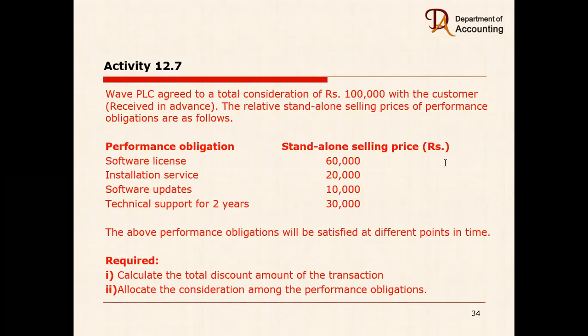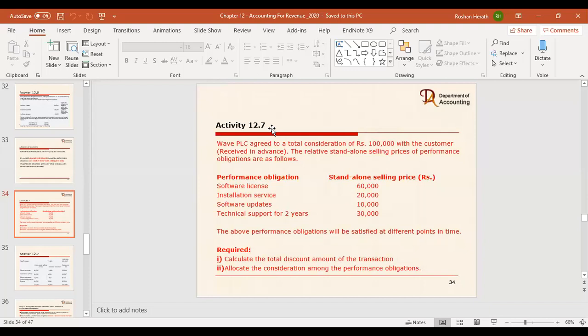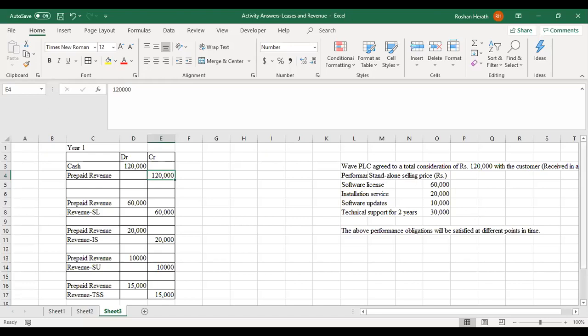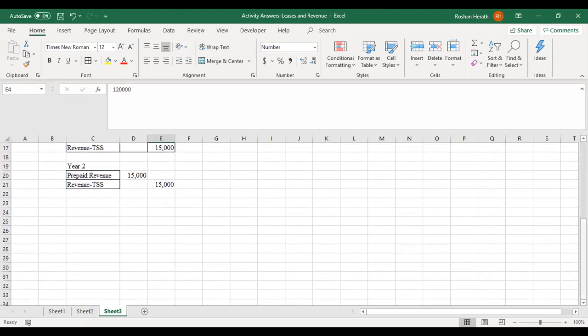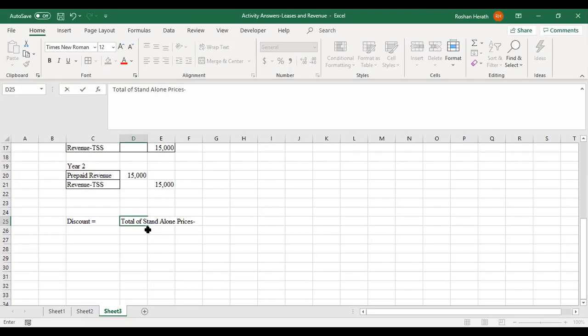Right. Okay. So let's see that. The same information, you can see that the only difference is that the price is 100,000. So if I want to take that, first you need to decide what is the discount. So the discount is equal to the total of the standalone prices minus the consideration of the contract.